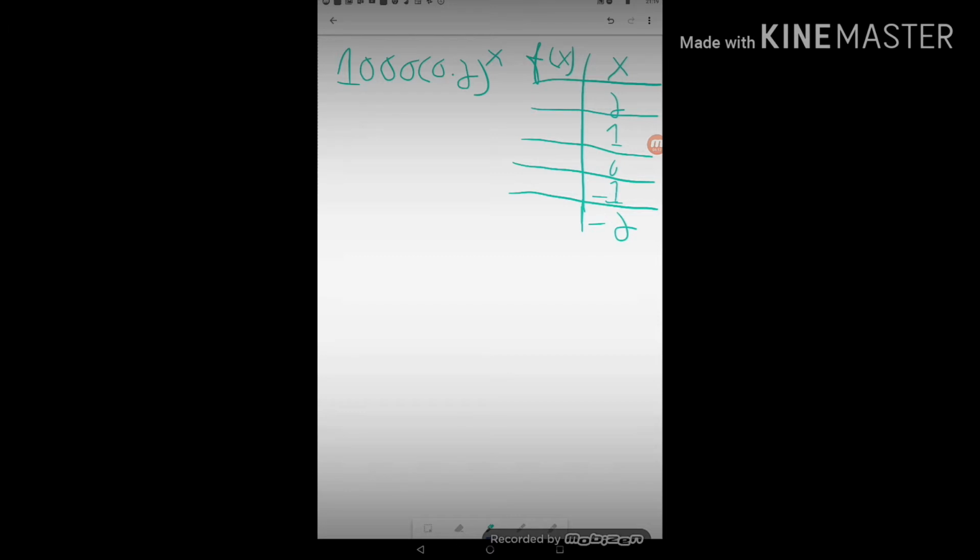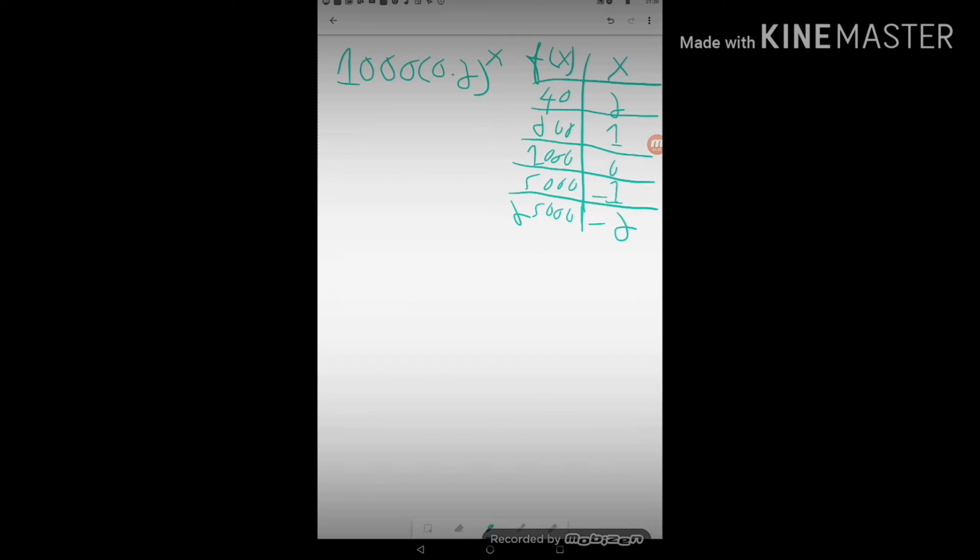Our final example is the big one, the big shock itself: 1,000 multiplied by 0.2 raised to the x power. This should be a little simple if you know that 0.2 is actually 1/5 in simplest form. You should be able to have an idea of what that is. Some of you might be a little stuck, but it's okay. I'll show you how it's done once these values are filled in.